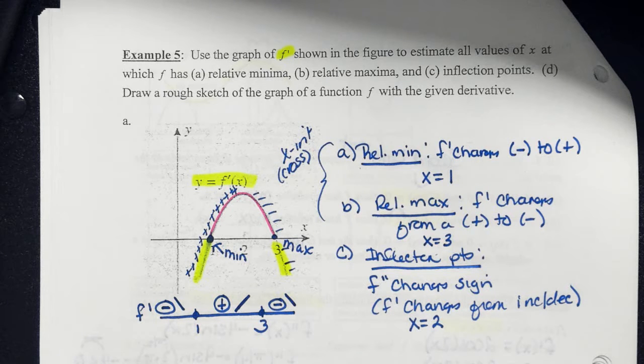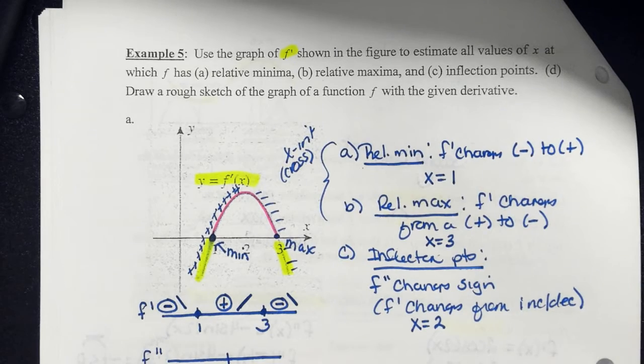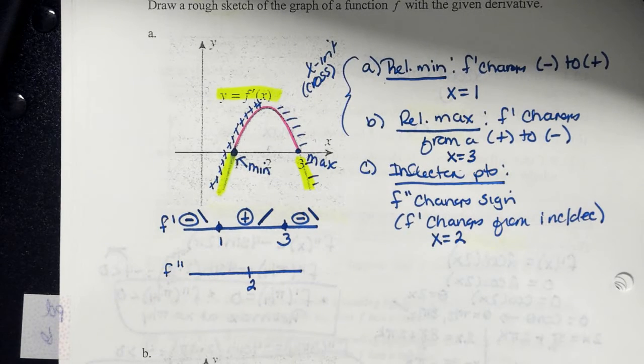Because before you start the construction of the graph, you want to know what intervals you're going to be increasing and decreasing. Now let's take a look at the concavity. Again, you told me we have an inflection point at 2.